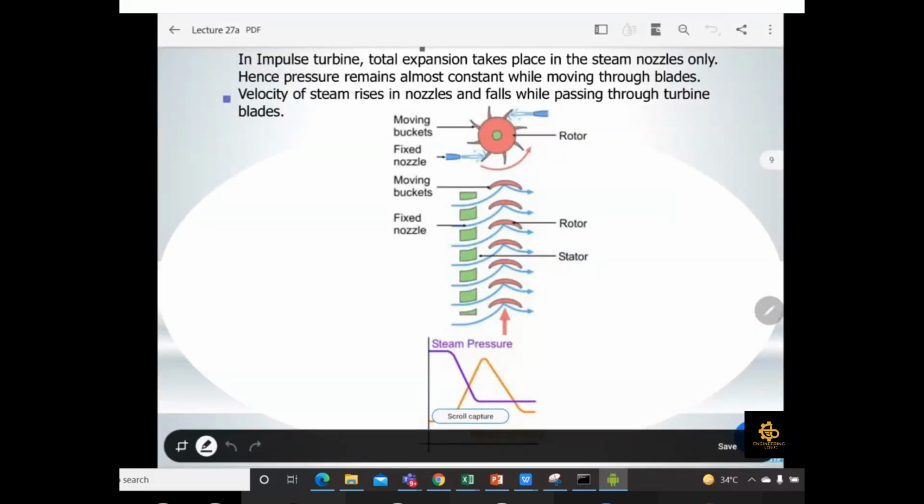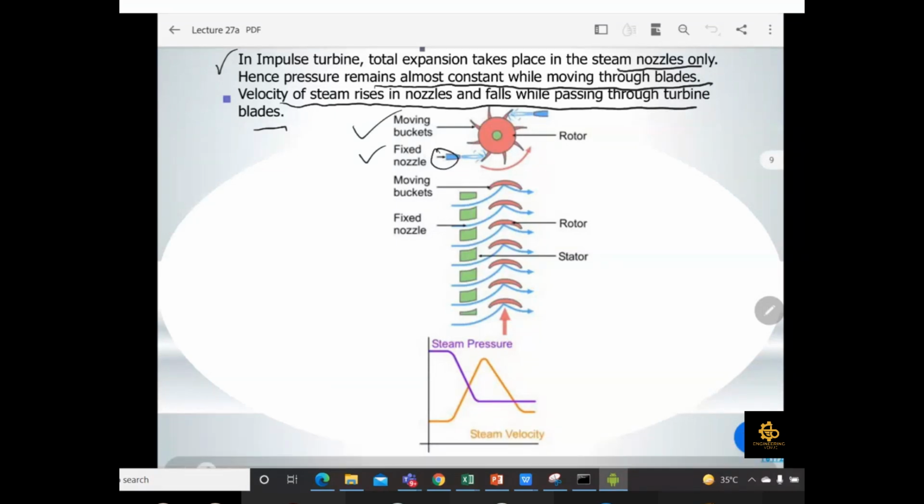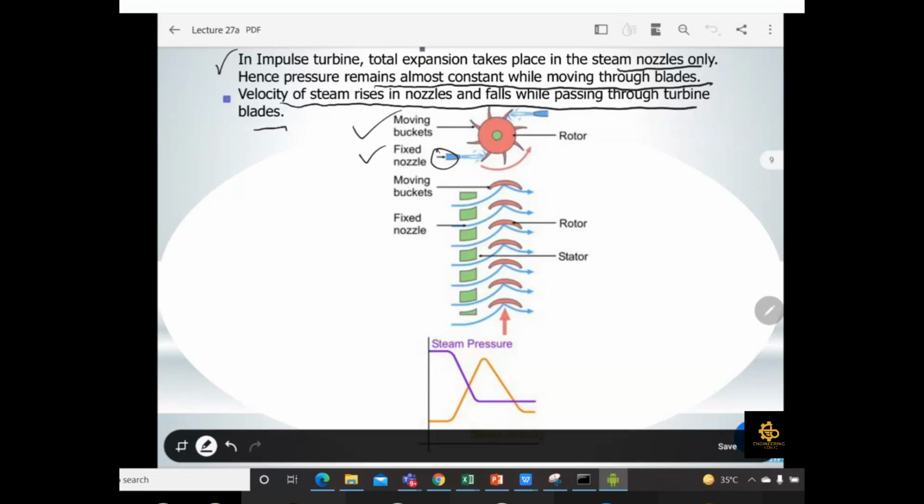Okay, so this is the important point. In an impulse turbine, total expansion takes place in the steam nozzle only, hence pressure remains almost constant while moving through the blades. Velocity of steam rises in the nozzle and falls while passing through the turbine blades. There is a diagram shown, with a nozzle, and from this nozzle fluid comes out, and due to the impingement of the fluid on the blades, your rotor, or blades, will move. As a result you get some rotary motion.